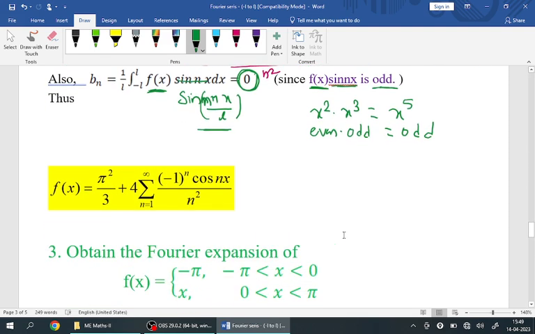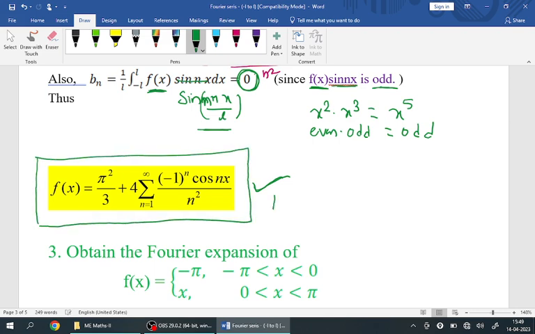And lastly, don't forget to substitute the values of a0, an, and bn in the final answer, and you get the Fourier series. So this is the required answer that we require. Okay. So that is the Fourier series for x square on the interval minus pi to pi.